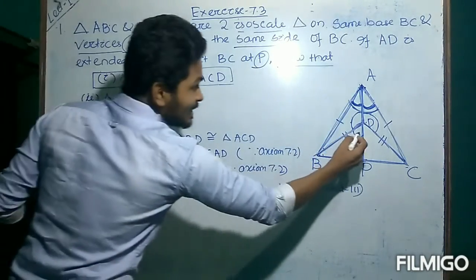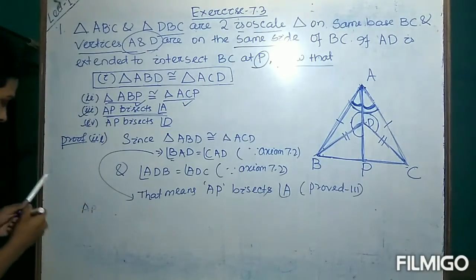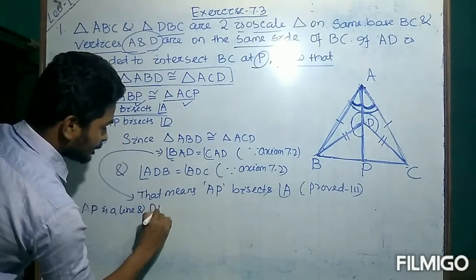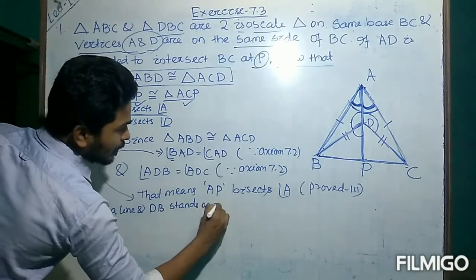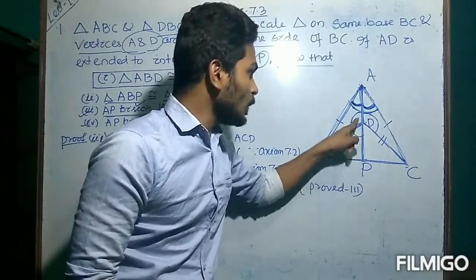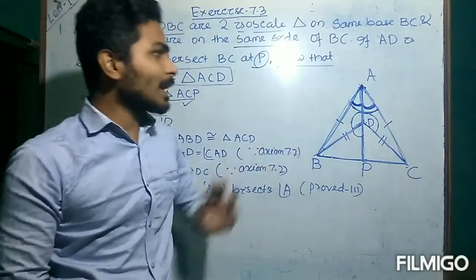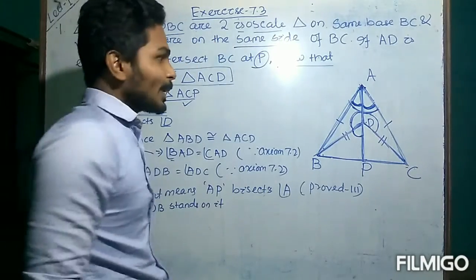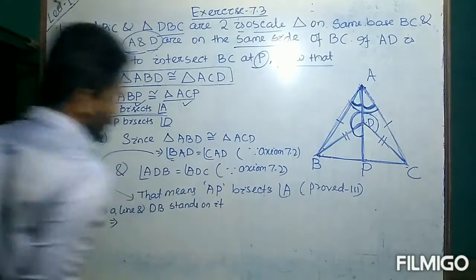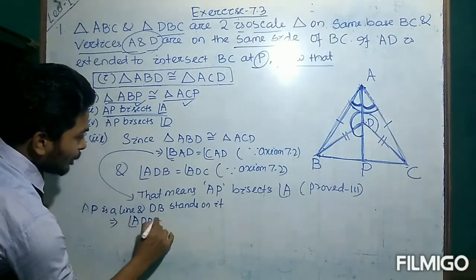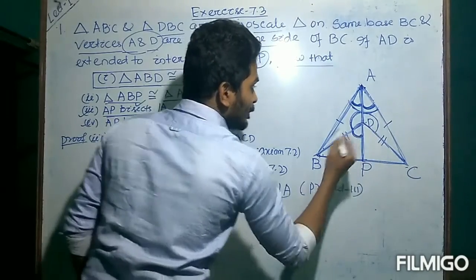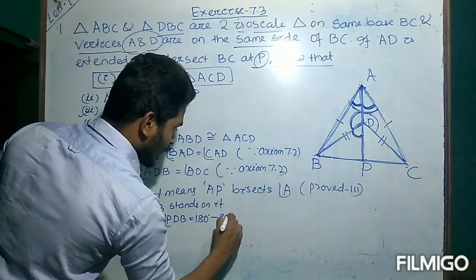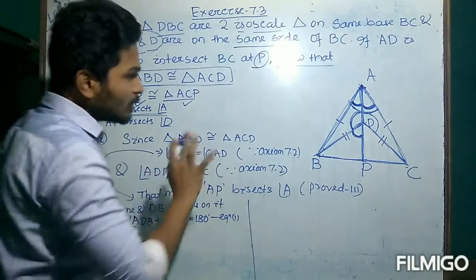Okay, so let us write it. Since AP is a line and DB stands on it, there are two angles formed, and these two angles are known as linear pair angles, and we know the sum of linear pair angles is equal to 180 degrees. So this angle plus this angle is equal to 180 degrees. This angle means ADB, or you can say BDA, whatever you can write. Angle ADB plus this angle PDB equals 180 degrees. Did you get it? Suppose this is equation 1. Don't worry, it is very easy. Just cooperate with me. It will be solved very easily.